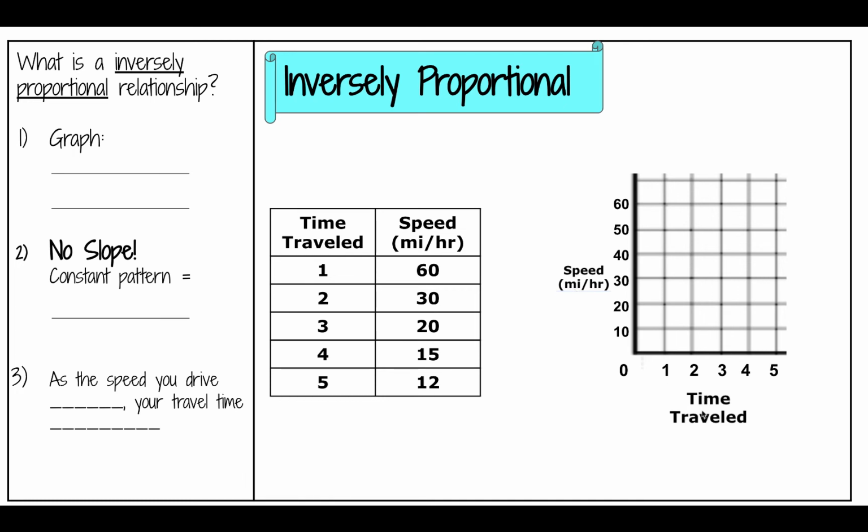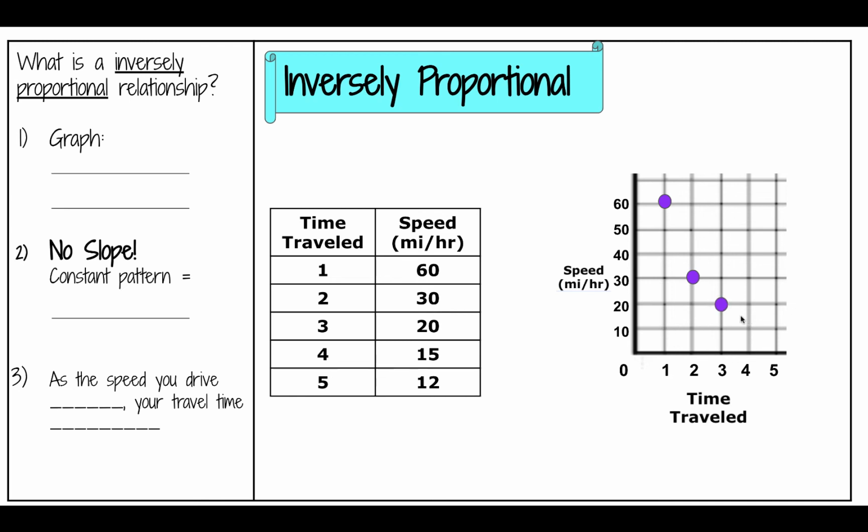I can see time traveled is my x value and how fast I'm going, my speed in miles per hour, is my y. I can also see that my y-axis is going up by 10. My first point is (1, 60). So starting at the origin, I'm going to go over 1 up to 60. My second point is (2, 30). So over 2 up to 30. Then I have over 3 up to 20. I have over 4 up to 15.